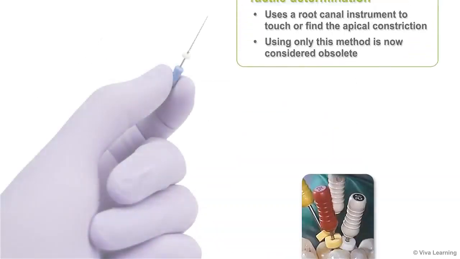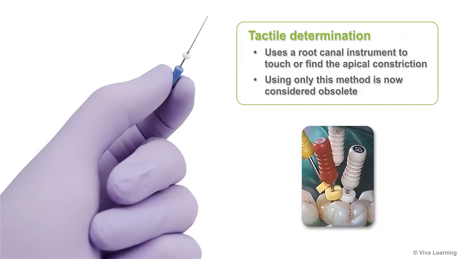On the other hand, tactile determination uses a root canal instrument to touch or find the apical constriction. Because success with this method requires a great deal of experience and sensitivity, using only this method is now considered obsolete.